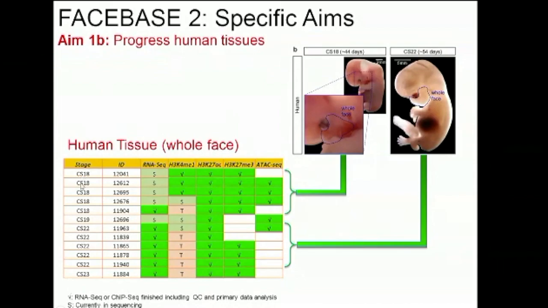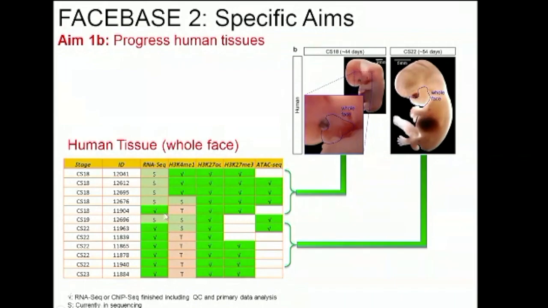And you see here the stages. So our two main stages are CS18 and CS22. Occasionally, we get material from stages that are slightly later or slightly earlier. We see here 19 and 23. We also process those to get some data for these intermediate stages.